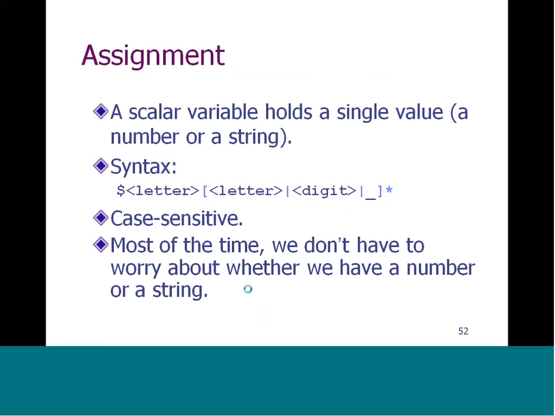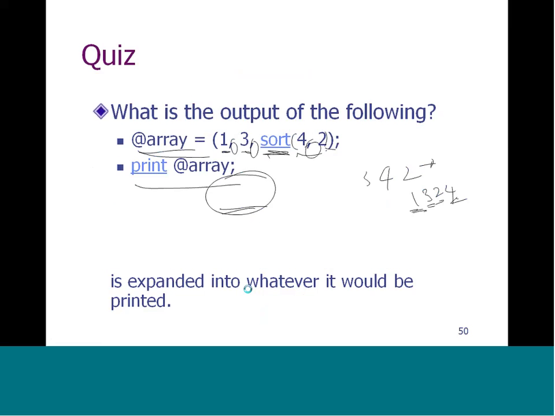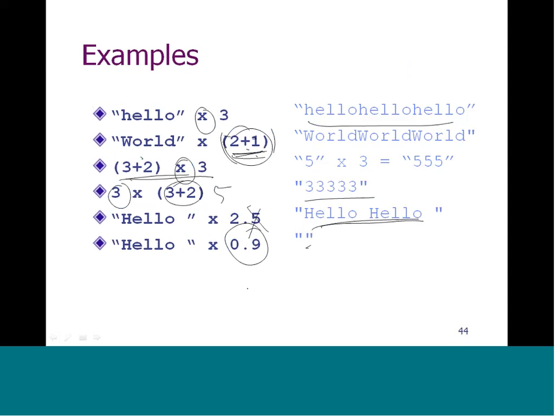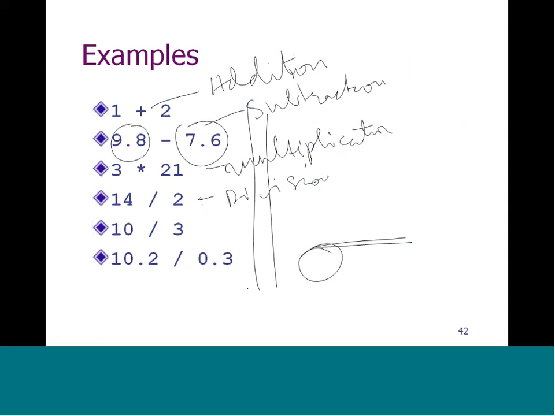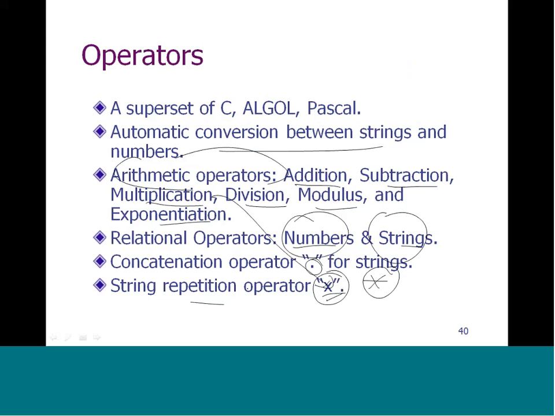We started with some operations. We went through the various operators. In Perl we have a number of operators; basically it's a superset of C, Algol, and Pascal. And there is automatic conversion between strings and numbers. This we saw, how we can do this.